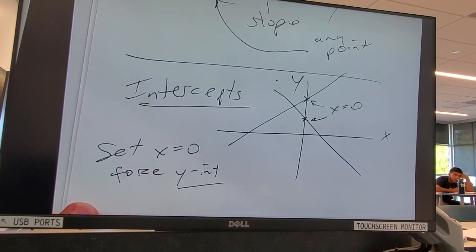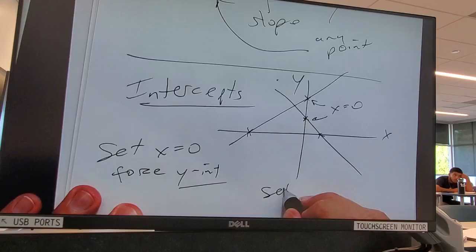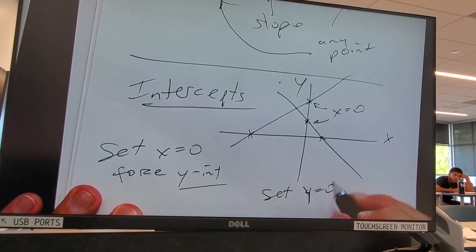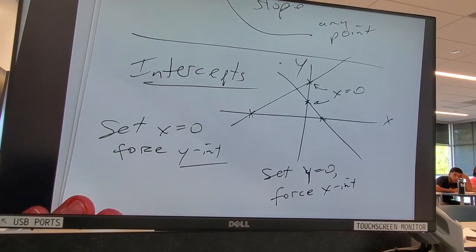So of course, how do I find the x-intercept? Set y to 0. If I set y to 0, I force it to tell me the x-intercept.